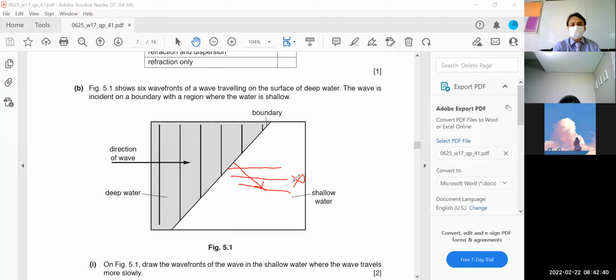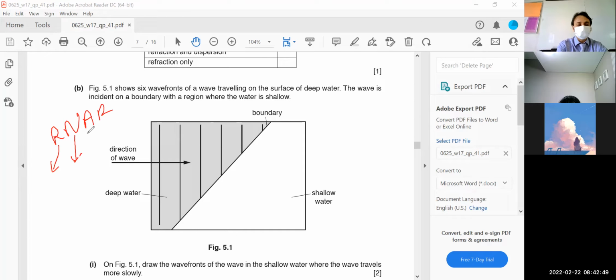So I have given you a method, RNAR. Again, what is this RNAR? First show the ray, normal, angle of incidence, and that is the refracted ray. On the refracted ray, just draw normal lines. Drop 2, 3, 4 lines. Refracted ray.